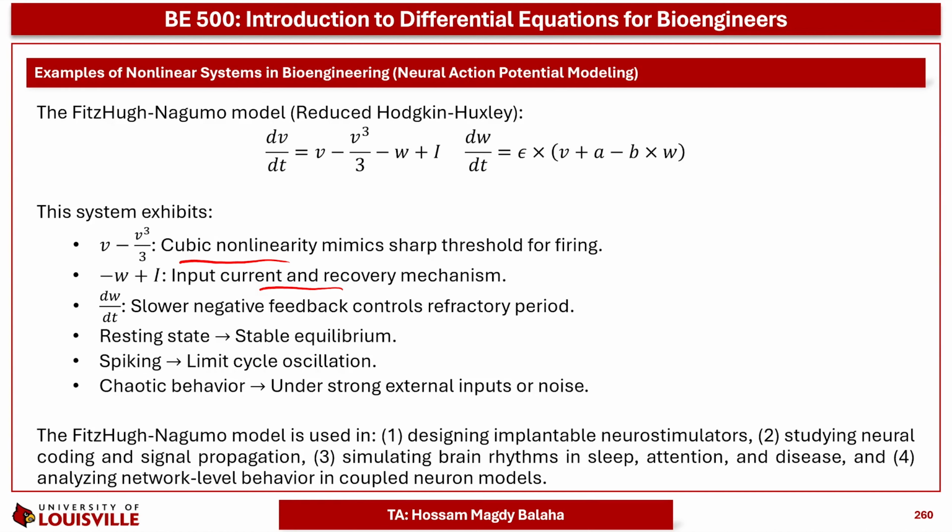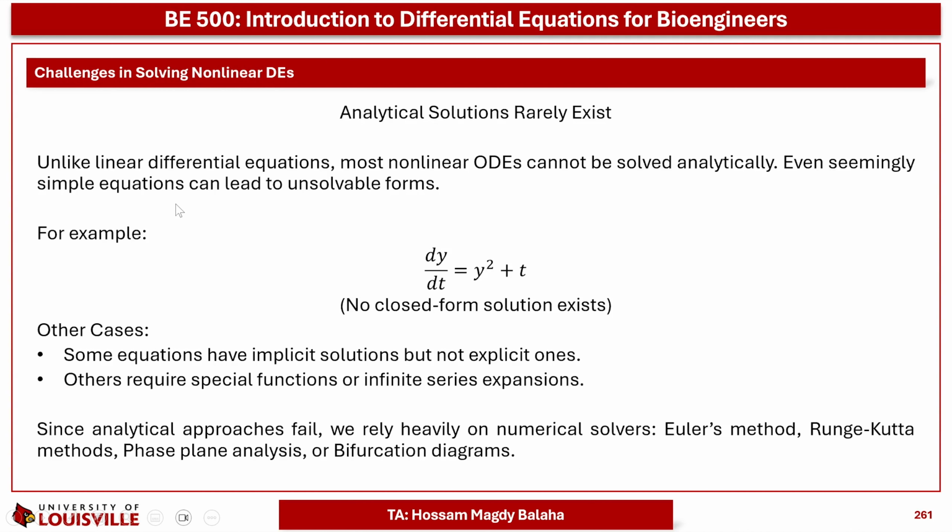Using the Huxley model, or these two equations, we have a system that accepts a resting state, and here we have a stable equilibrium, spiking because of the limit cycle oscillation, and we can observe chaotic behavior under a strong external input or noise. And this model can be used in different applications, such as studying neural coding and signal propagation. For now, we have mentioned two examples, and we don't need to go in depth through each of them. We mentioned them to know that we have systems and real-world applications that are nonlinear, and we may find in your experiment that your system behaves nonlinearly, and we need to understand how to deal with these systems.